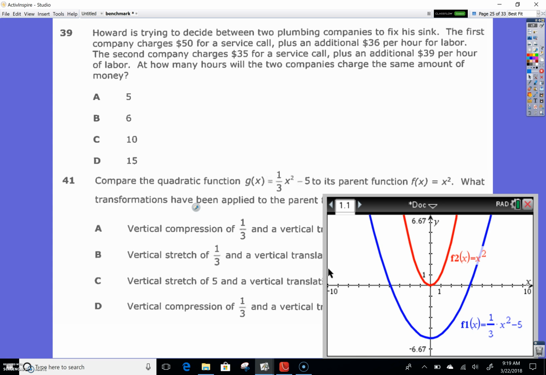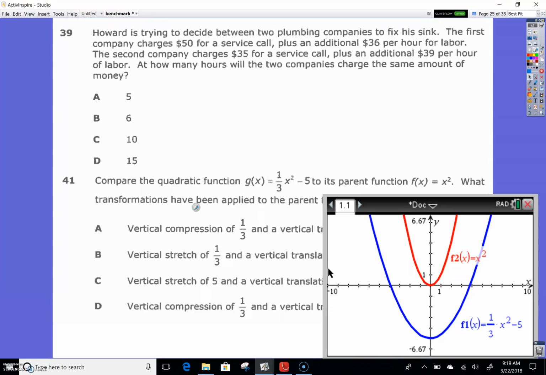The first company charged $50 for the service call plus an additional $36 per hour for labor. The second company charges $35 for a service call plus an additional $39 per hour of labor. At how many hours will the two companies charge the same amount of money?